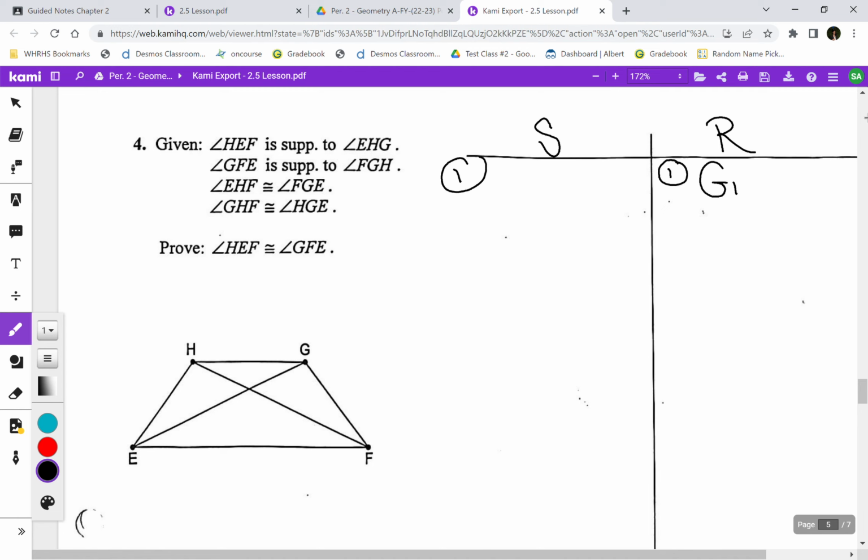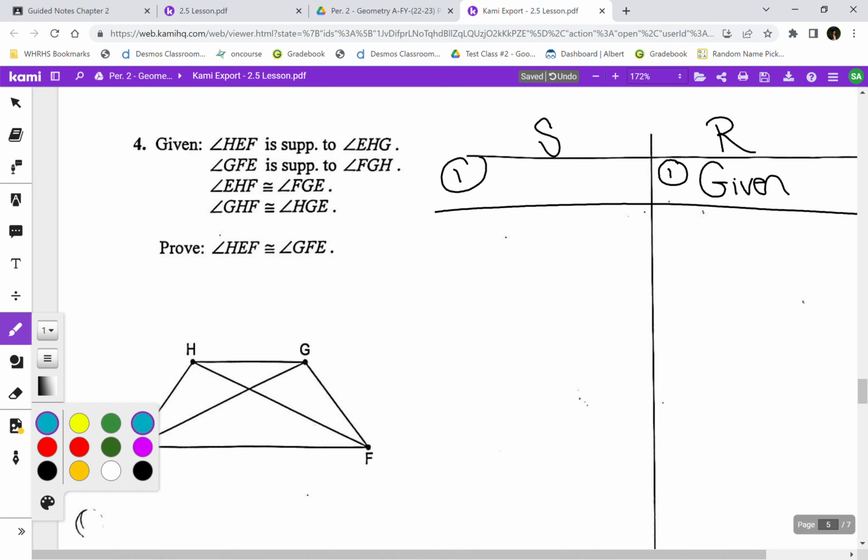We have a lot of givens here. I'm not writing it out, but I'm going to mark it up. Angle HEF, this whole big angle, I'm going to put a star, is a supplement to angle EHG, this whole angle. These are supplements. Then it says angle GFE, so I'll put a dot here, is a supplement to angle FGH.